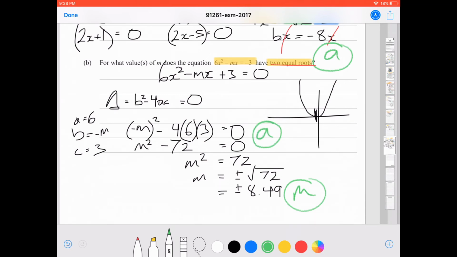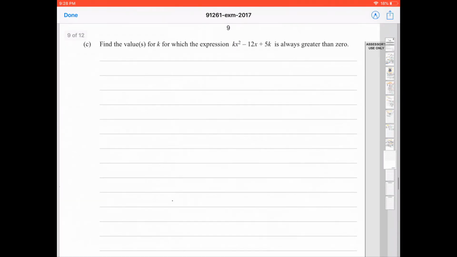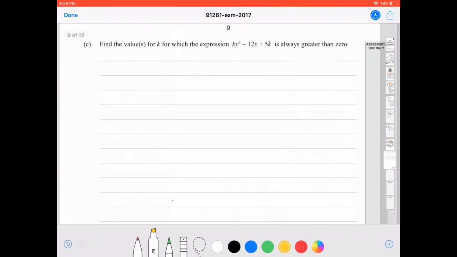Okay, moving on to question 3c. It says find the values for k for which the expression kx squared minus 12x plus 5k is always greater than 0. Okay, so it looks like we might have another discriminant question here. Let's write out our expression, kx squared minus 12x plus 5k.